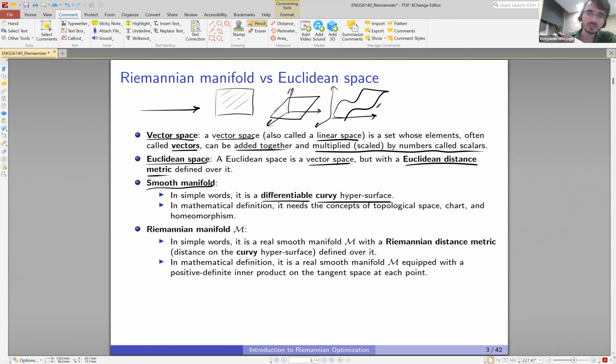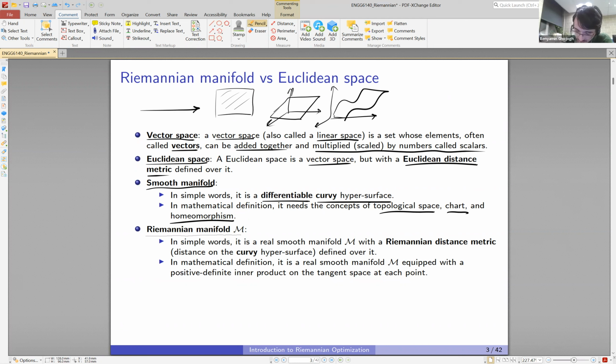Then, generally speaking, a curvy hypersurface, we can see it as a smooth manifold, and it's differentiable. It means that it is smooth, and you can take derivative in all points in that manifold. Okay. In mathematical definition, it needs the concepts of topological space, chart, and homeomorphism, which we are gonna talk about in this lecture.